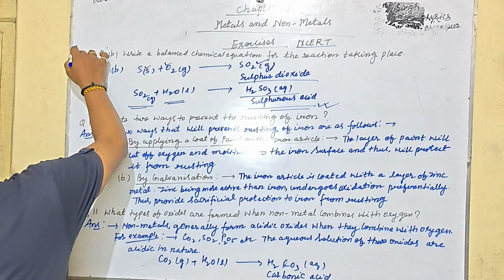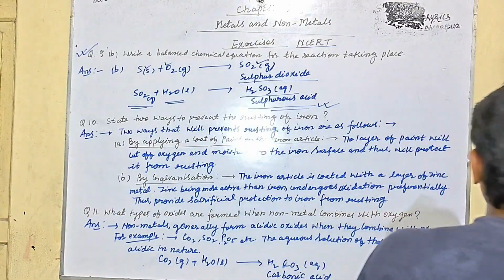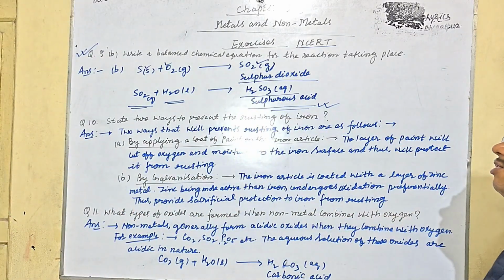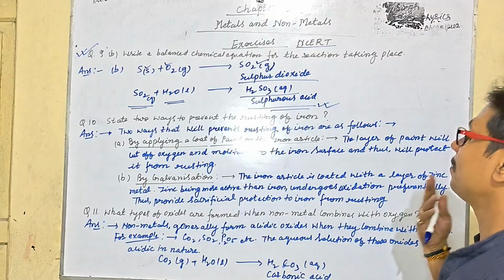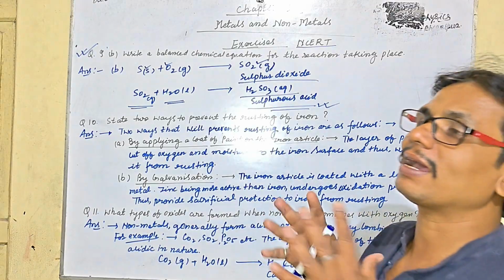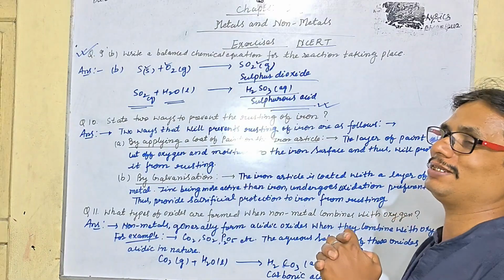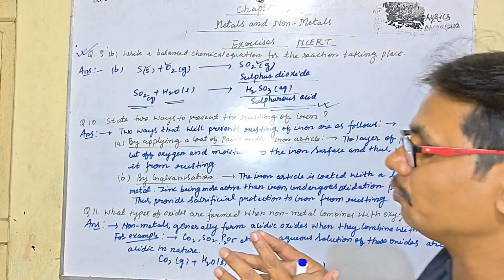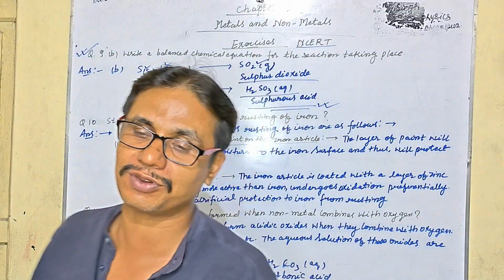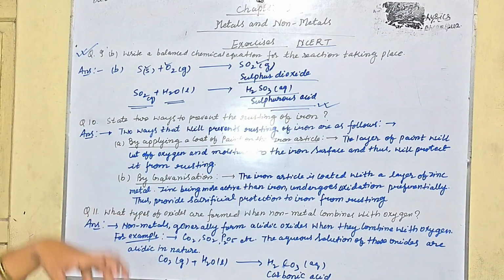Question number 10 asks you: state two ways to prevent the rusting of iron. We all know there are two ways: by applying a coating or paint on the iron article, and second, by the galvanization process. This is a simple process. So the two ways that prevent rusting of iron are as follows.